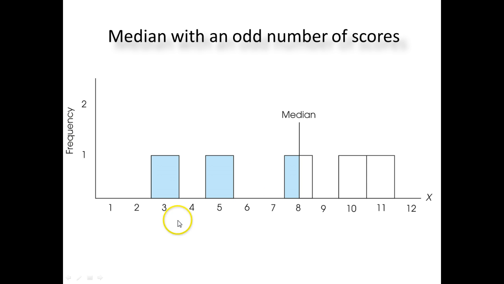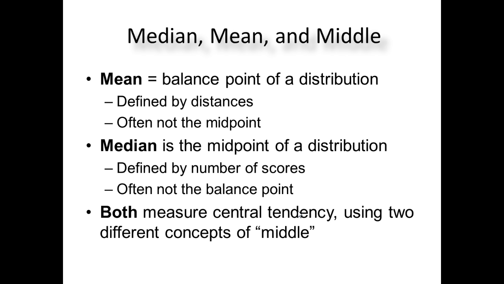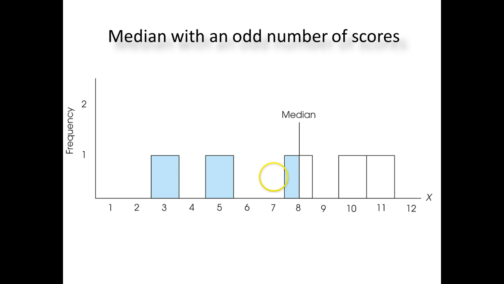For example, I have five scores: a 3, a 5, an 8, a 10, and an 11. What is the median in this case? Well, the median is the middle score. In this case, the middle score is 8. When you have two scores in the middle, if you have an even number of scores, you take the average of the middle two scores. I don't think you'll need to do that for this first lab.